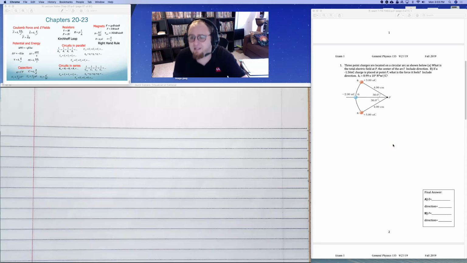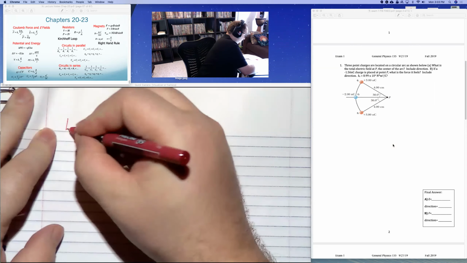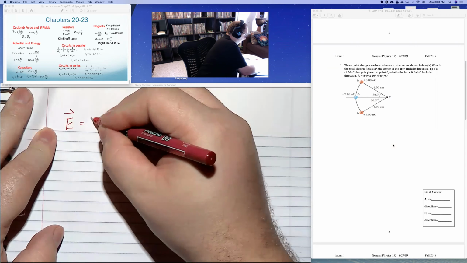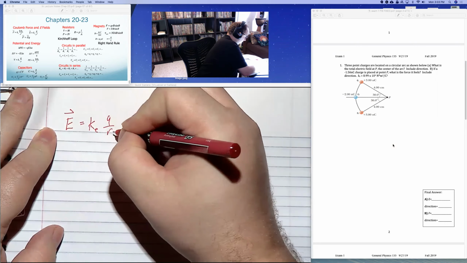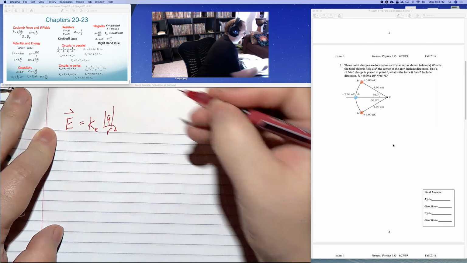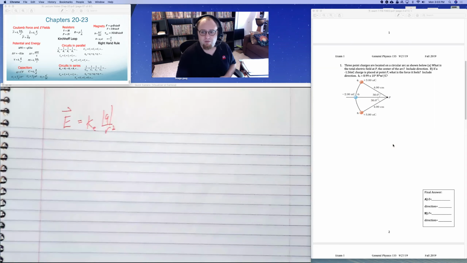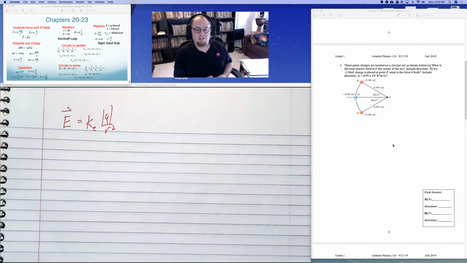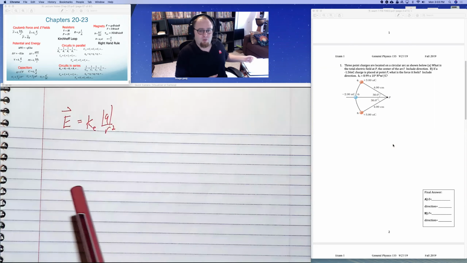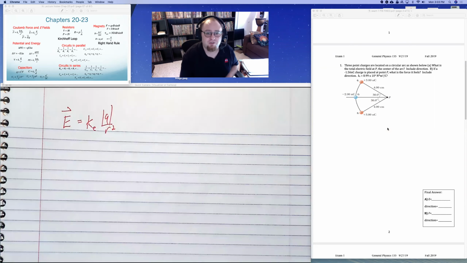So let's look at what I did last time. I said 3 point charges are located on a circular arc as shown below. What is the total electric field at P, the center of the arc? Include direction. If I want to find the electric field, it is k e Q over R squared. But I recommend always absolute valuing your Q's, because there's no easy way to say what the direction is from this equation. The direction is going to come from looking at this picture.